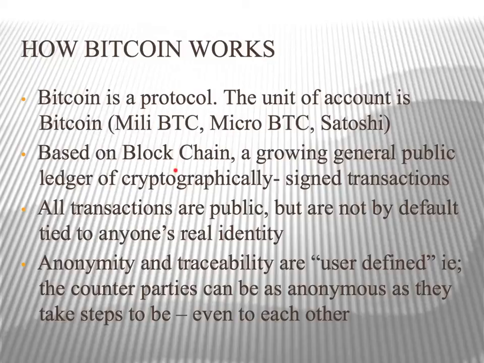It is based upon the blockchain method, which we have already discussed. Now all the transactions are public, but they are not by default tied to anyone's real identity. Here public means their public key, that is their identity on the network, represented by a long string of alphabets or digits. The anonymity and traceability are user defined in this network. That is, the counterparties involved in a transaction can be as anonymous as they take steps to be, even to each other. That is, you don't have to know the identity of the other person to transact.